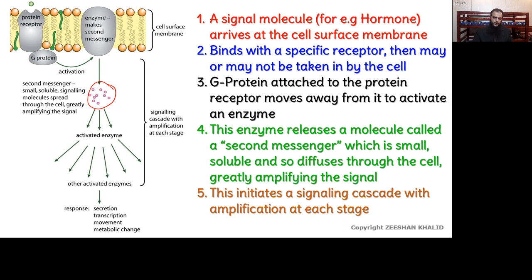Okay, so I'm reading point number 4. This enzyme releases a molecule called a second messenger, which is small, soluble, and so diffuses through the cell, greatly amplifying the signal. This initiates a signal cascade with amplification at each stage. And at the end, you have the response. Okay, so these are the 4 steps. It's a typical generalized way in which cell signaling works.